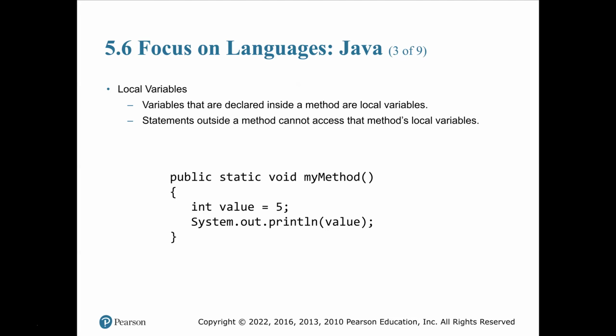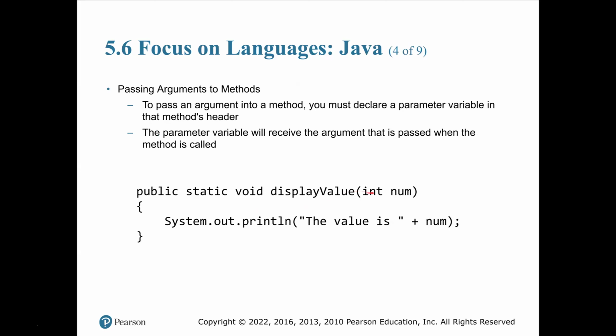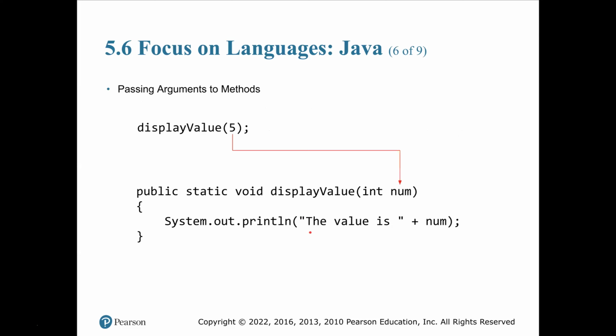Here's another example of a definition. This includes a local variable called value. This is being defined and is local to my method, so the variable value will not exist outside of this method. Here's an example of a definition that's using parameters. Display value here is a method, public static void. It has no return type and is expecting one parameter. So we'll need to pass one argument to it, and it's declaring a parameter named num of type int. Remember, this is a variable definition. So now the variable num is scoped locally to our display value method.